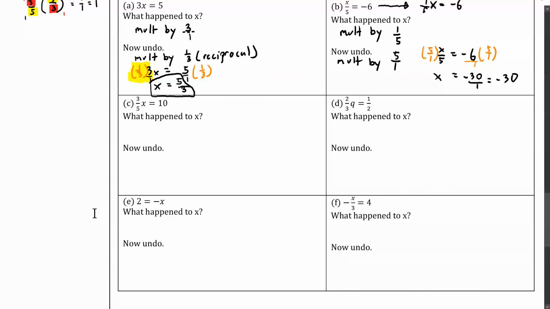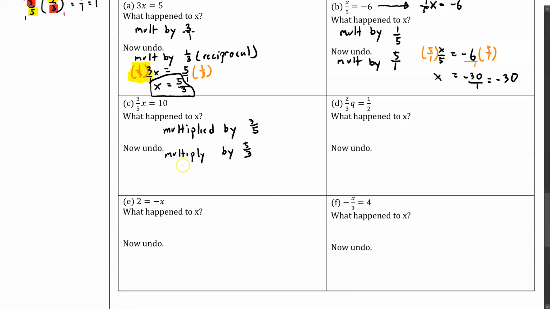Moving on, we have 3/5 x equals 10. So what happened to x? Well, x was multiplied by 3/5. And so this is where the shortcut really comes into play. In the old method, the opposite of multiplying is dividing, but then dividing by a fraction is always nasty. If you're doing it my way, the way that we can undo multiplication by 3/5 is we can multiply by the reciprocal, which is 5/3.